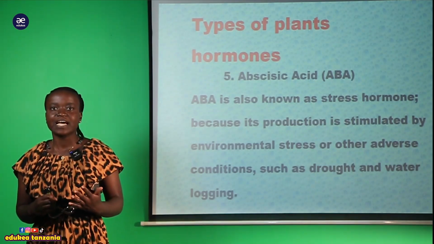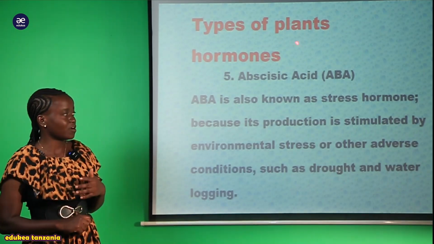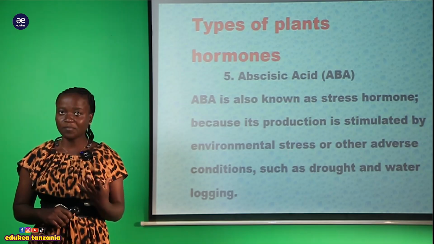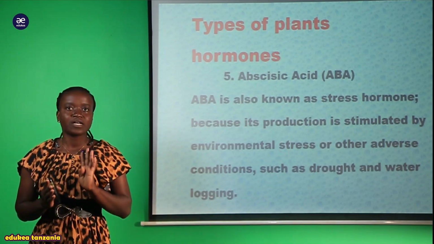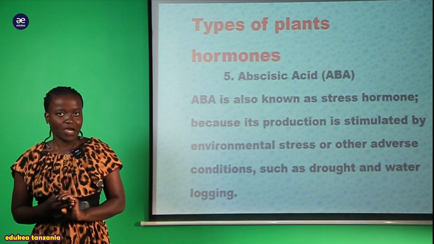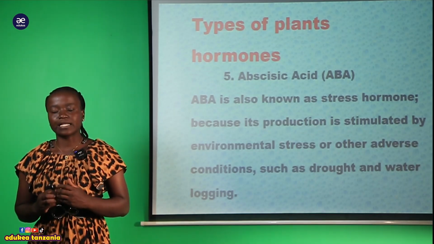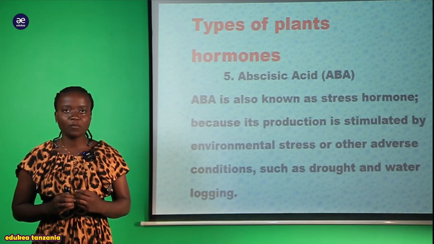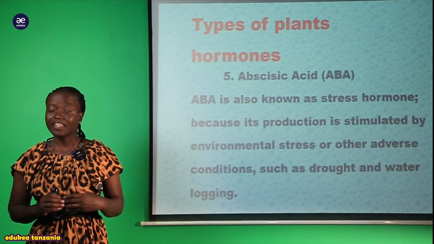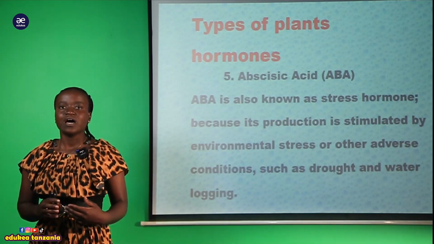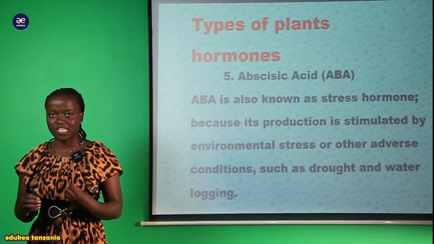But before that, we have to recall that within the types of plant hormones we have almost 5, and we have already covered 4 types of hormone. We started by looking at the auxin hormone. Thereafter we looked at the gibberellins hormone, then we went on to discuss cytokinins. And in the last session we finalized by looking at ethylene or ethene.